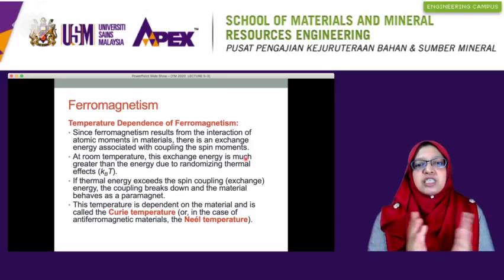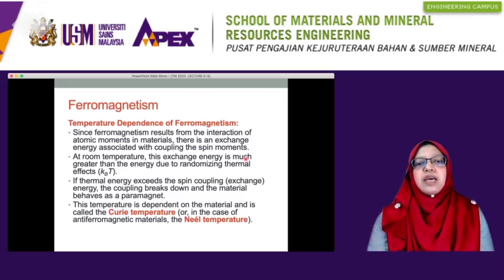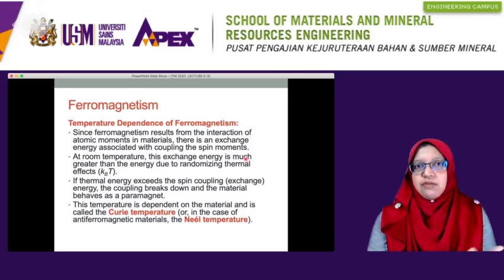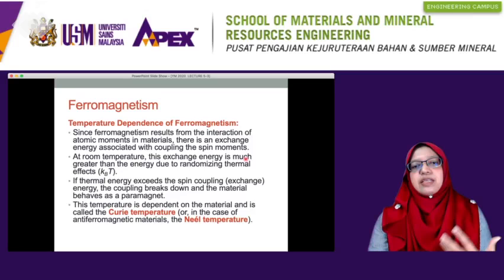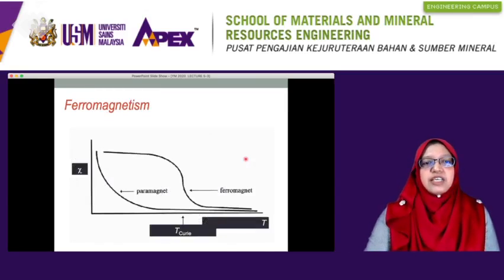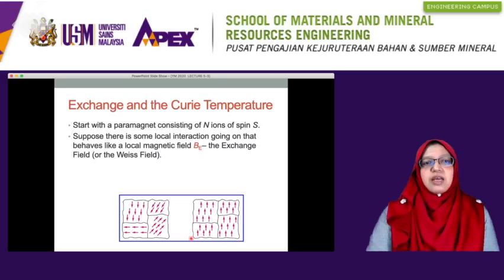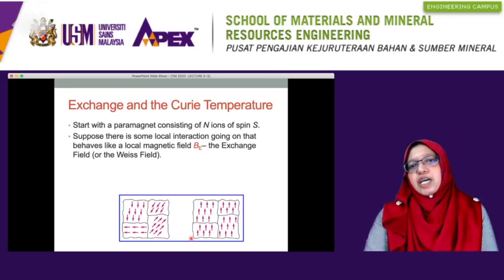This temperature is dependent on the material and is called Curie temperature, or in the case of antiferromagnetism, AFM, it's called Néel temperature. This is the typical curve for paramagnet and ferromagnet at different Curie temperature. Next, we have exchange and the Curie temperature.